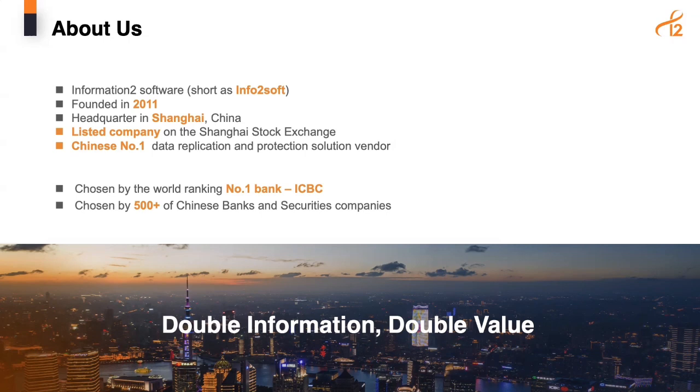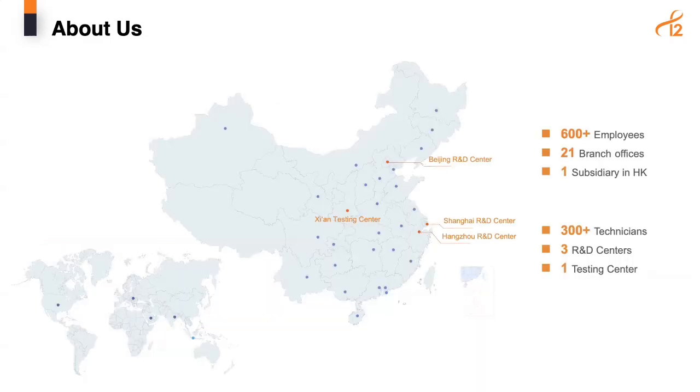Besides that, we have served more than 500 Chinese banks and securities companies. We have more than 600 employees across China, and we have one branch office, which is also our subsidiary, in Hong Kong. Across China, we have more than 21 branch offices. 50% of our employees are technicians and R&D teams. We have 3 R&D centers in Beijing, Shanghai, and Hangzhou, and we also have one testing center in Xi'an.